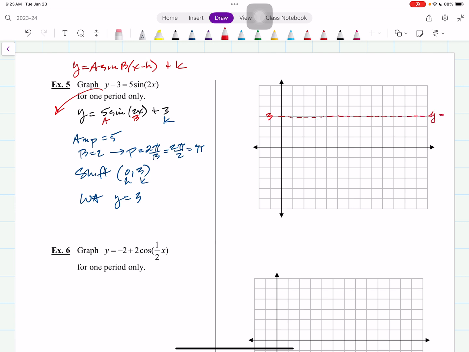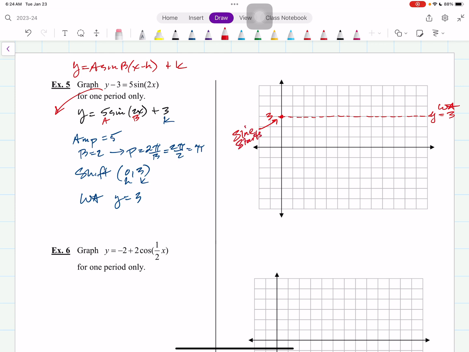Okay, so y is equal to 3, that's your wave axis. So the wave goes up and down through this wave axis here, or midline. And this is a sine function. So typically a sine function would start on the origin, as you guys know, but this has been shifted up 3, so we're going to start it here.